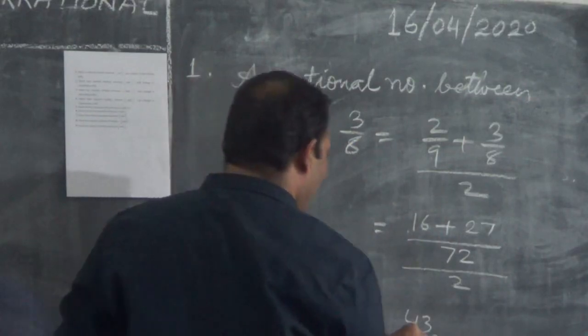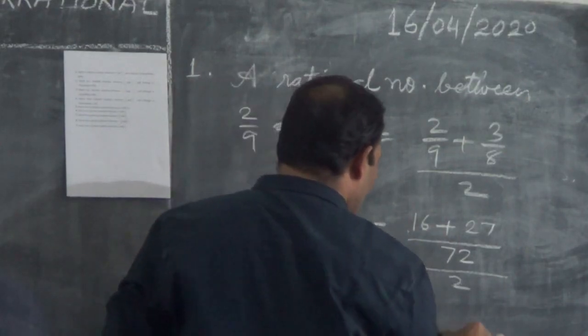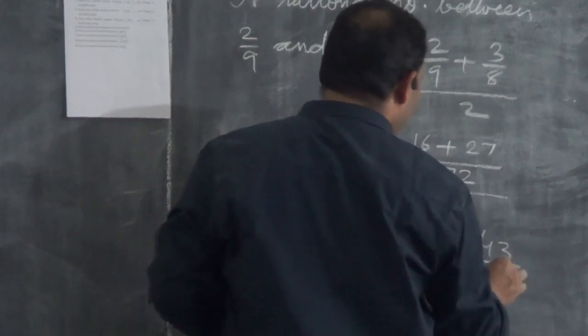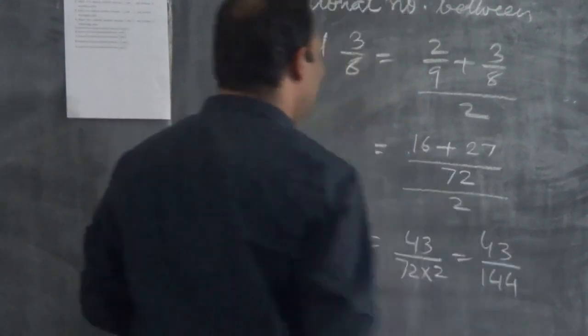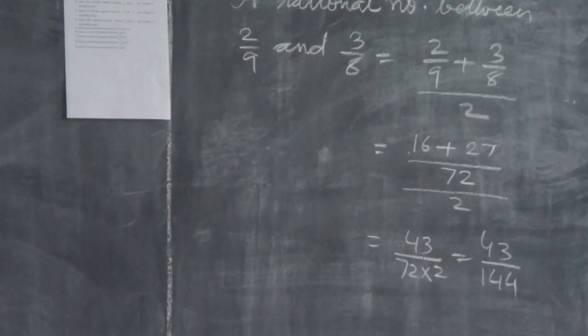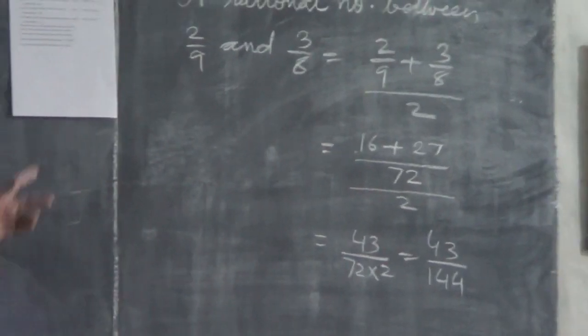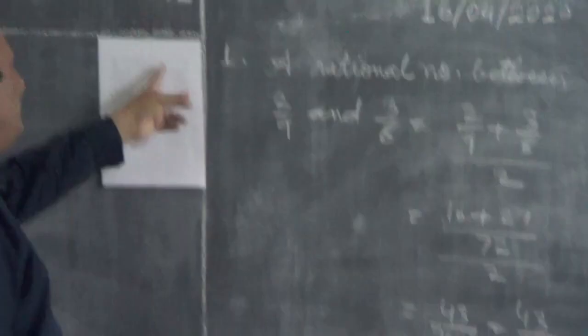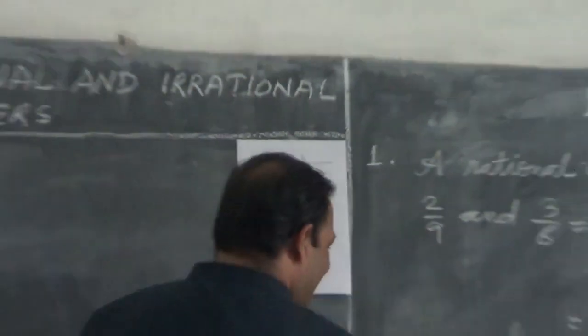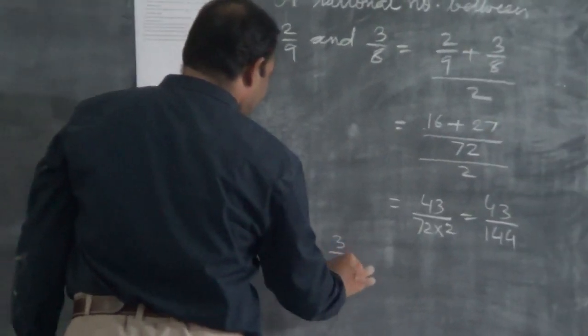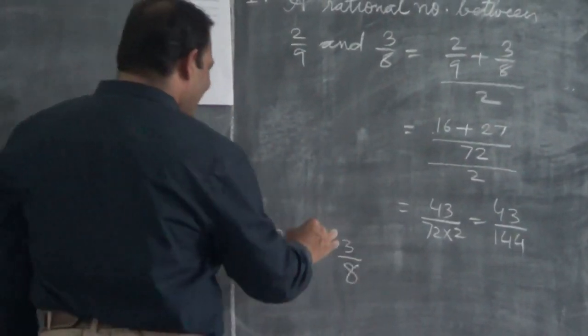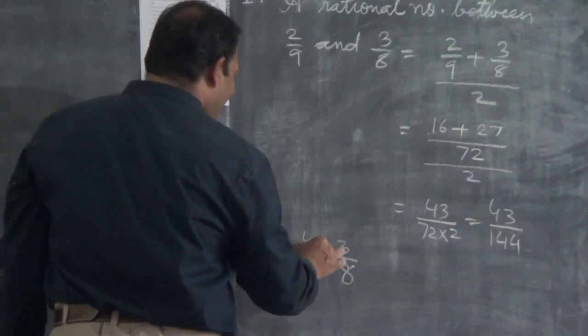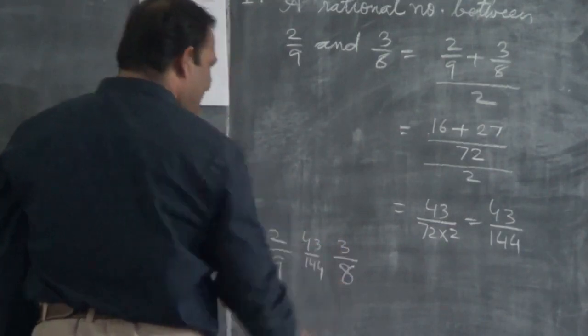43 divided by 72 into 2, so 43 by 144. This is the answer, children. That is, insert a rational number between these and arrange in descending order. Now see, 2 by 9 and 3 by 8. Between these two only 43 by 144 will go.